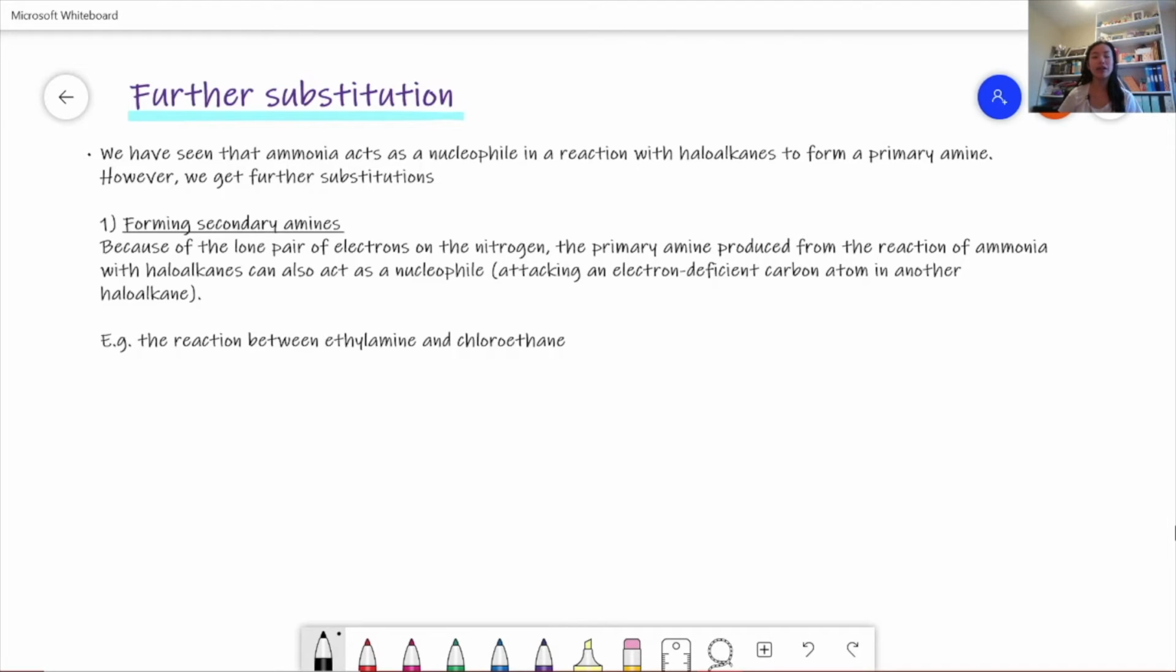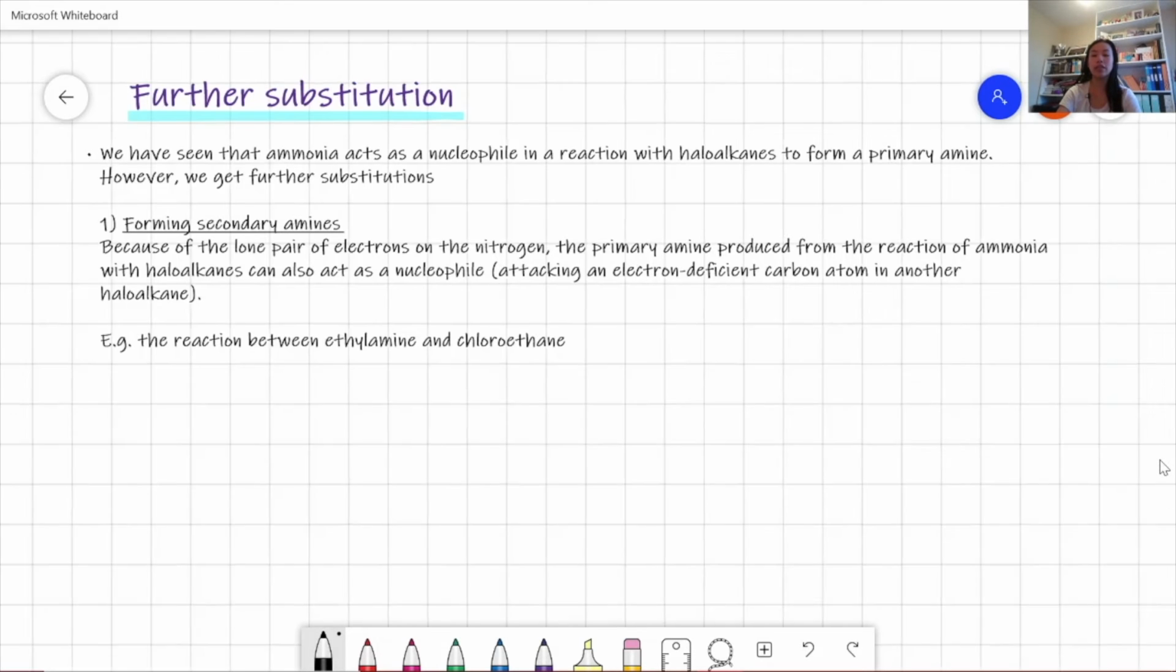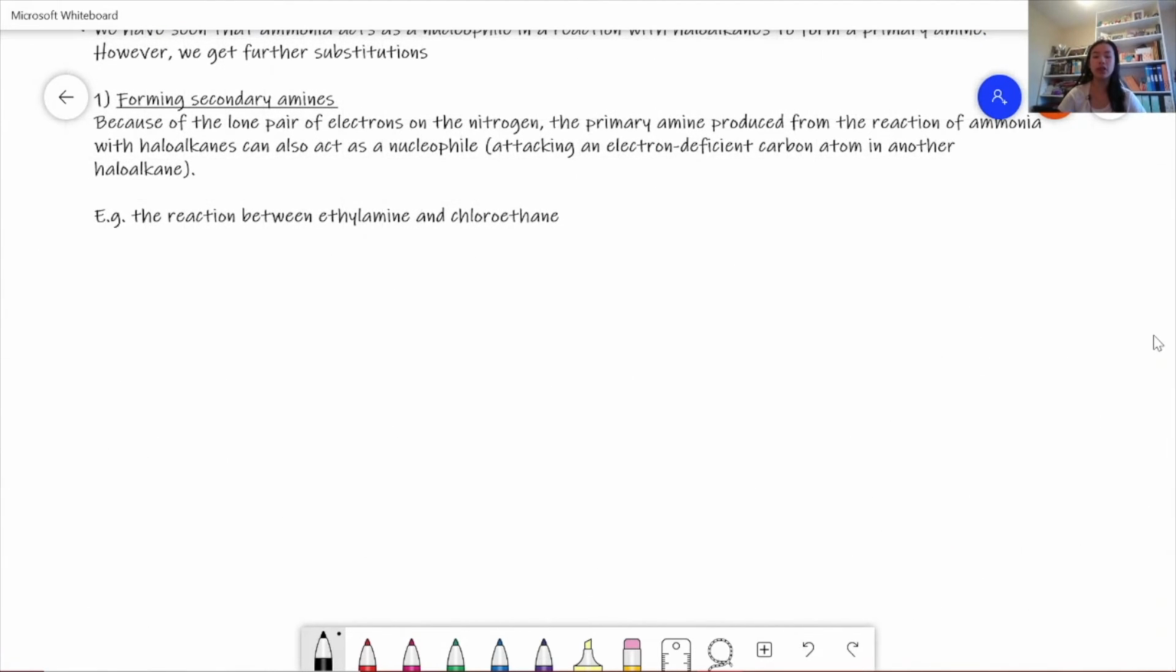So we're going to look back at our example that we used for ammonia. We reacted ammonia and chloroethane together to form ethylamine. And now we're going to look at the reaction between ethylamine and chloroethane. So this is a further substitution. What we have is another chloroethane, so CH3CH2Cl. And again we have the partial charges on carbon and chlorine.